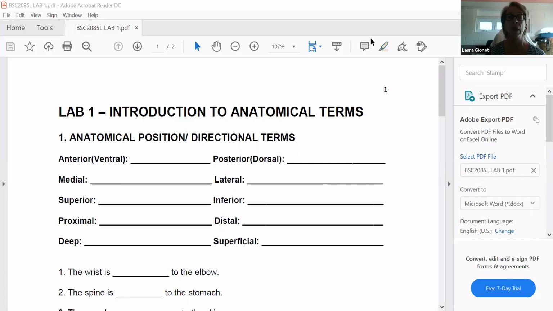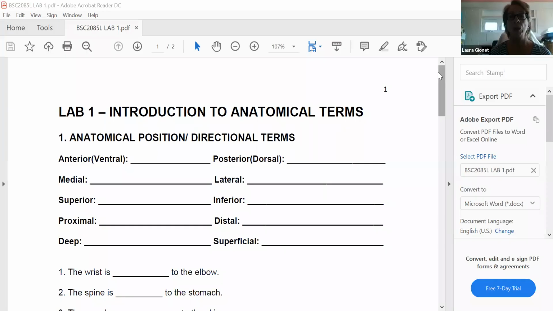So first thing I'm going to do is go through your lab lesson that you printed out or downloaded. We are sharing our screen. Hold on, let me just switch for a moment. Just to make sure, okay.